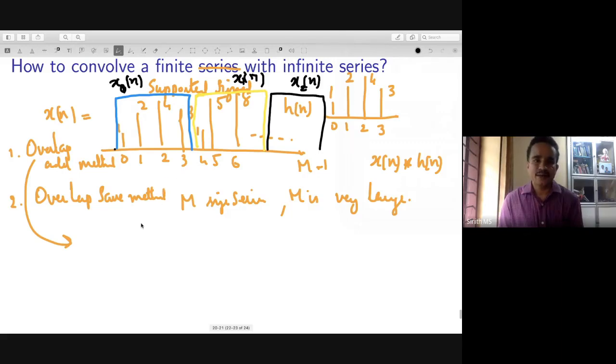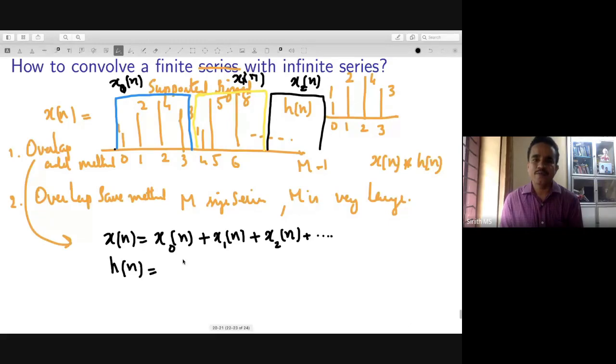So basically you know that xn is x0n plus x1n plus x2n, etc. If you add these together, it is going to be xn, and you have hn, which is a small sequence of size 4. All these blocks are also of size 4. Now, to convolve xn and hn, you can convolve x0n with hn, convolve x1n with hn, convolve x2n with hn, and add them together. Then you get the output y of n.